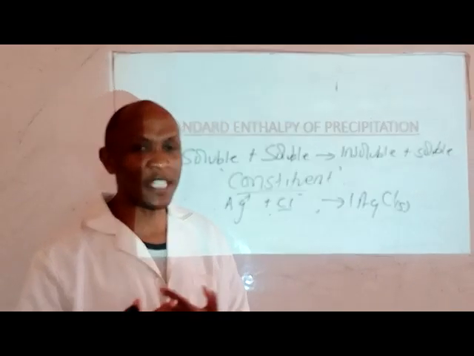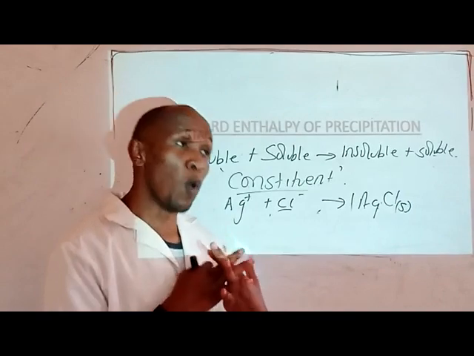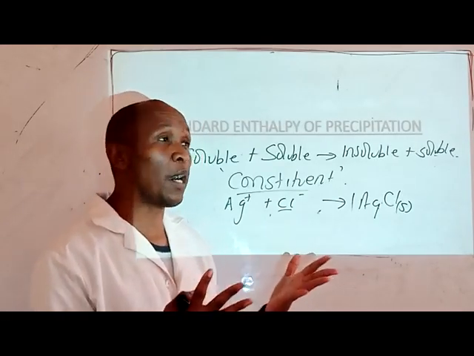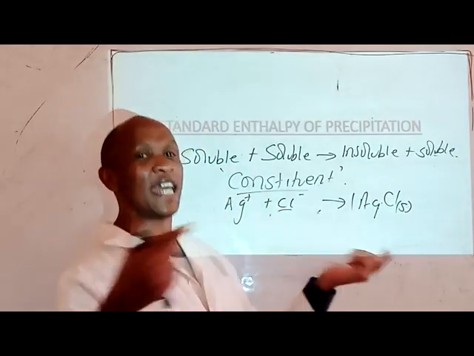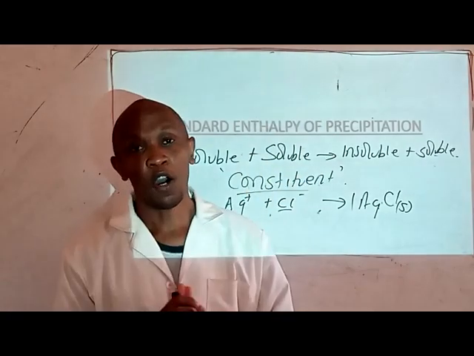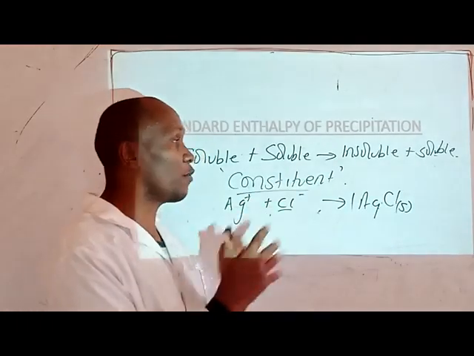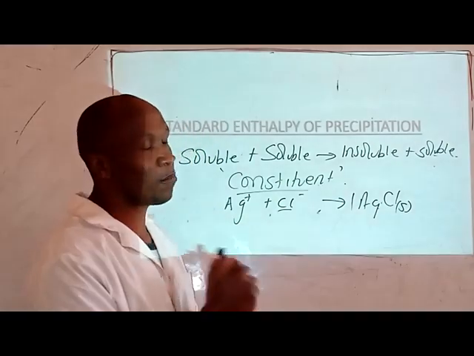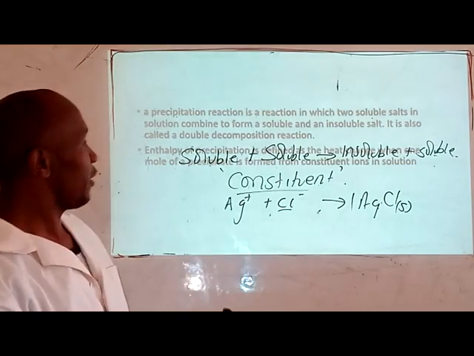So if I am interested in the standard enthalpy, then I'll talk of the energy change when 1 mole of a compound is formed from the constituent ions in solution in standard state. So all I need to add to that is the standard state, and then it becomes standard enthalpy of precipitation. Let's attempt some examples, because what we are actually interested in this part of the topic is to calculate the enthalpies from empirical data. So that is a definition, by the way.